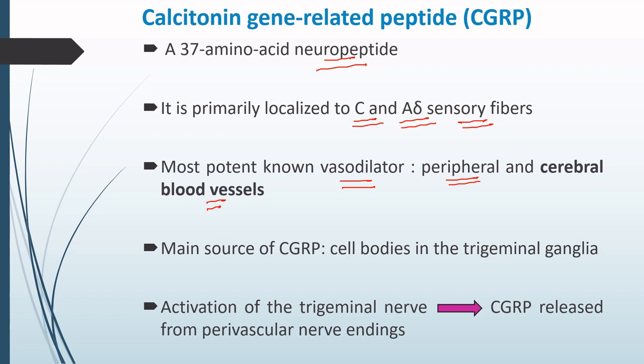So what is the main source of CGRP? This CGRP is basically released from the cell bodies of the trigeminal ganglia. And how is it released? Once there is activation of the trigeminal nerve, then because of this activation, CGRP will be released from the perivascular nerve endings. Now why will there be activation of the trigeminal nerve? This trigeminal nerve will be activated because of the neurogenic inflammation that occurs during the migraine.